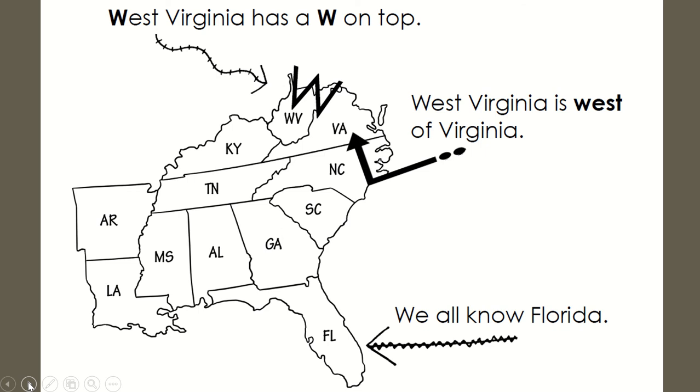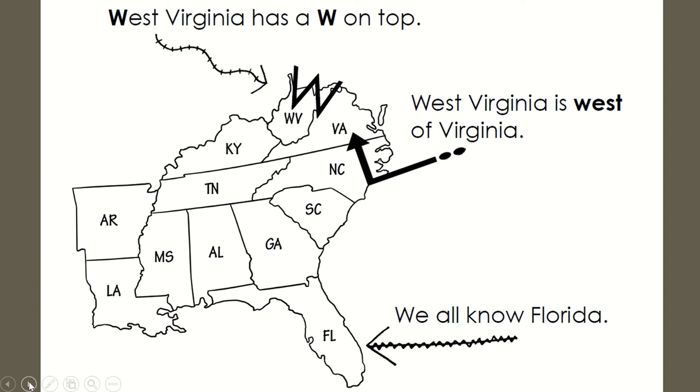The next diagram, go ahead and look at Virginia, VA. So Virginia is right here and West Virginia is right next to it. The way you can remember West Virginia is because on the very northern border, it looks like a W. So that's at the top of West Virginia, and it is west of Virginia. So they're right next to each other. And then down below, we all know where Florida is located. I hope you know where Florida is located because that's where we live.